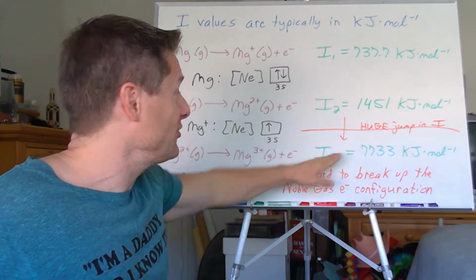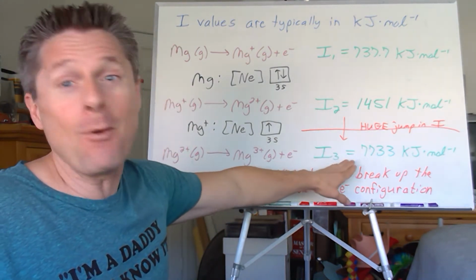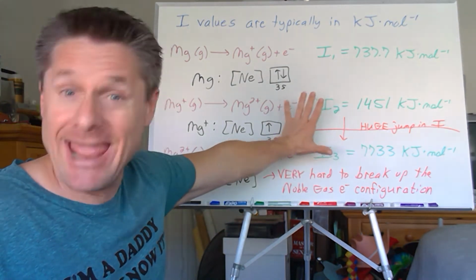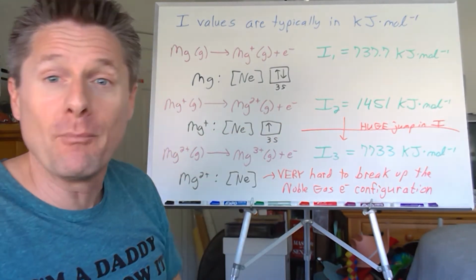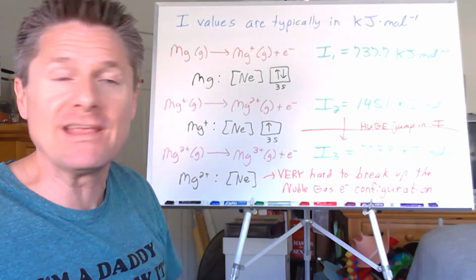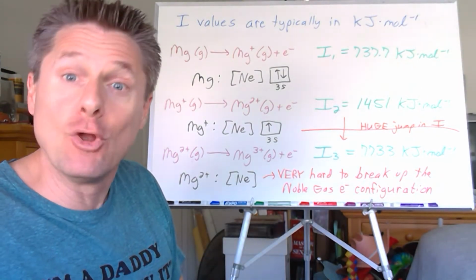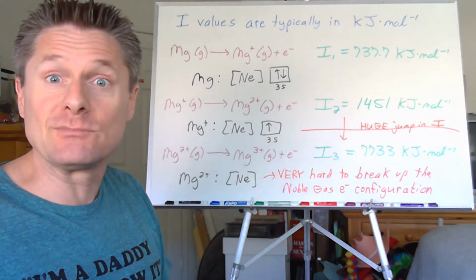You want to get that electron out of that noble gas? Oh, it's going to hurt. You're going to pay a lot of energy, and nature doesn't want to do that, so it stays at the Mg2+. You'll see that for all the metals. There's a point where there's a massive increase because you're breaking up that noble gas core. All right, let's look at some trends.